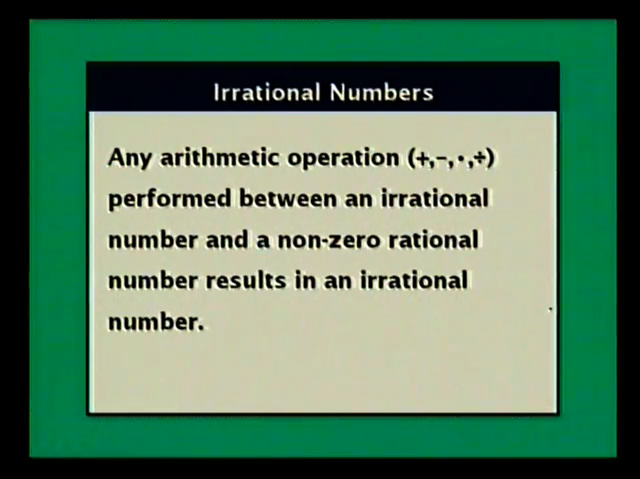It's also true that any arithmetic operation, by that I mean addition, subtraction, multiplication, and division, performed between an irrational number and a non-zero rational number results in an irrational number. If I take pi and I add 2, the result is an irrational number. If I take the square root of 37 and multiply by 5, the result is an irrational number. And if I in turn take that irrational number and subtract 59, that result is an irrational number.